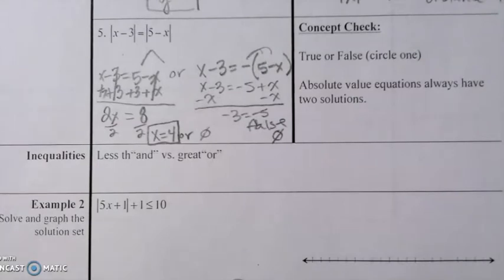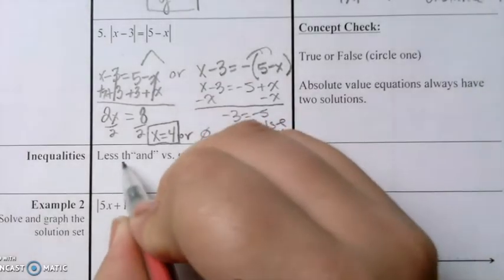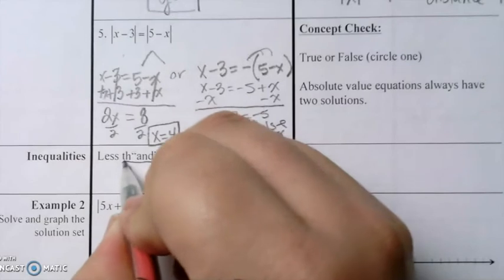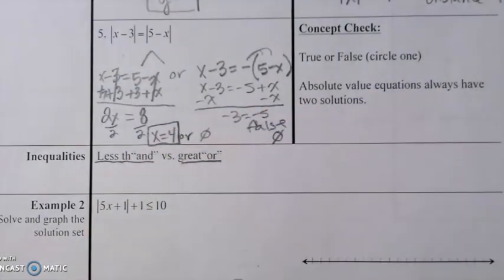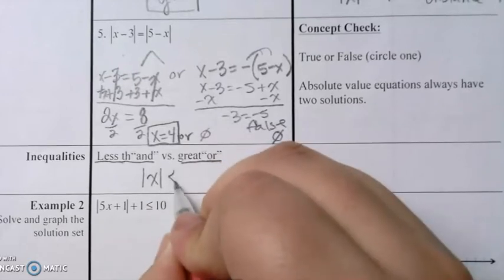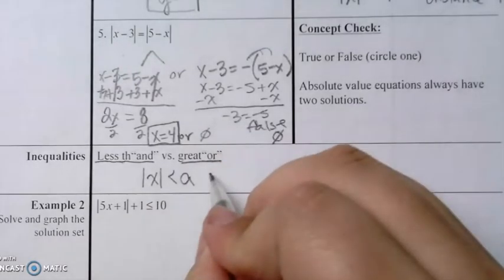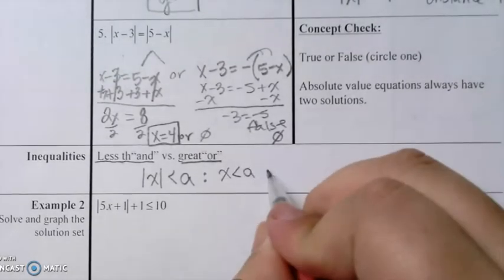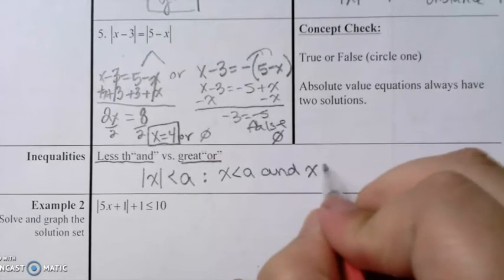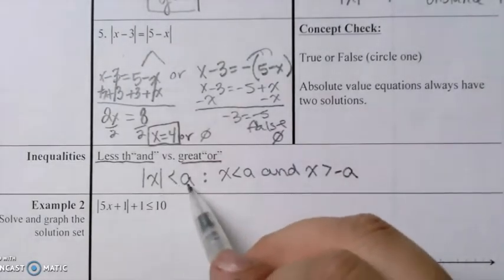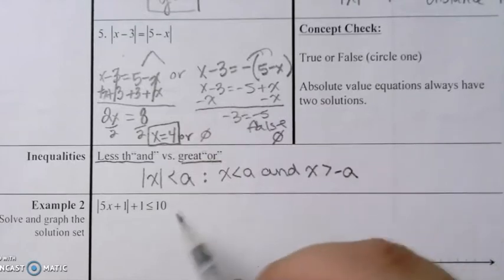Okay, the second part to solving absolute values is inequalities. And the thing to remember here is the "less than and, greater than or" trick, which means that if I have the absolute value of x is less than a, it splits into the two cases, x is less than a and x is greater than negative a. Think about a distance being less than a: it is all of the distances between two numbers.